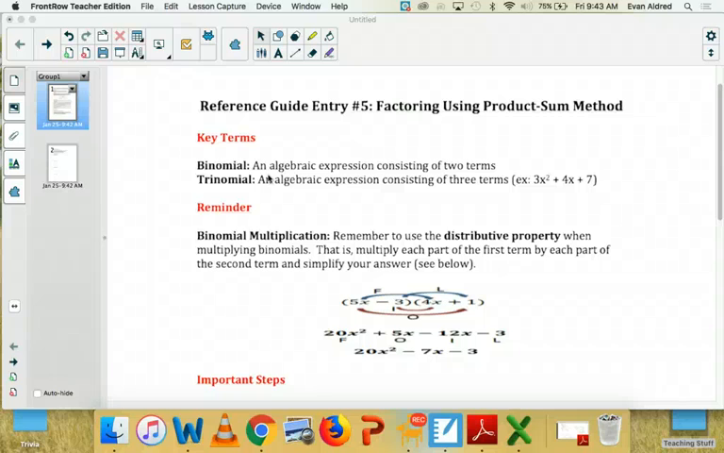In today's reference guide, we'll be looking at our second method of factoring, and this method is called the product sum method, and we'll look at why it's called that in this reference guide.